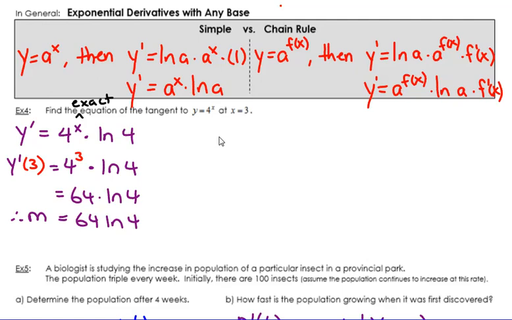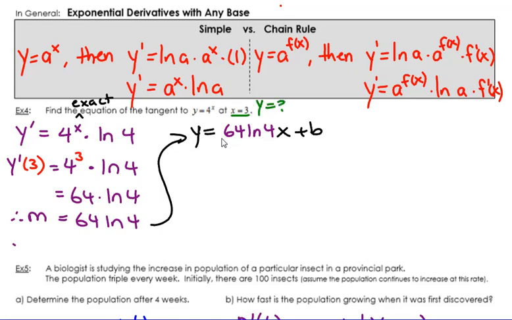All right. Now the next part is you probably need some sort of a point because you're going to sub it into your x and y, because you have y equals your slope, 64 ln 4. That's your slope. x plus b, and so you need your x and your y to sub it in, right? And you guys knew that your x is 3. You just need to find a y.